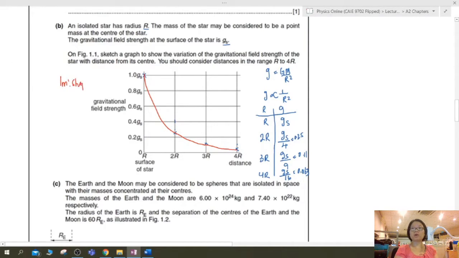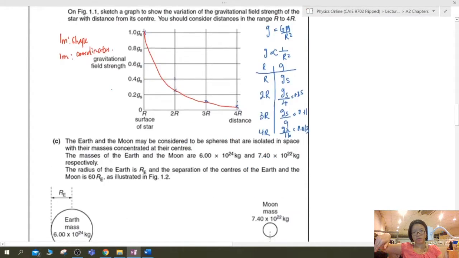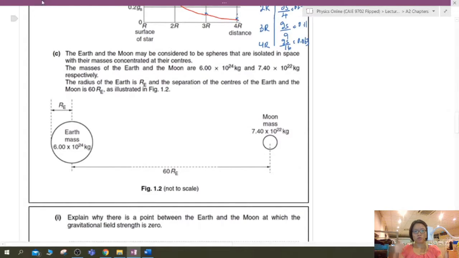So this one is 2 marks. 1 mark is for the general shape. If you don't have time, you simply draw a decreasing gradient shape and you get 1 mark already. The other mark is for the values or the coordinates.